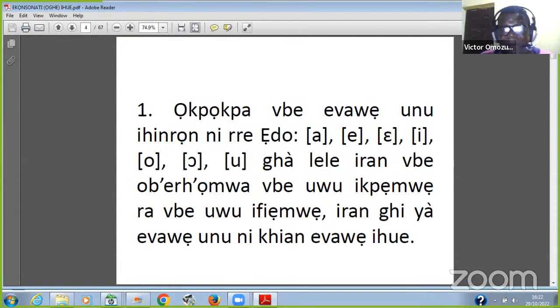That is, anytime you have any of these oral vowels, there are 7 in number, as I have called them: A, E, I, O, U. So whenever any of the oral vowels comes after a nasal consonant, that oral vowel is automatically realized as a nasalized vowel. So we will see details of this later.